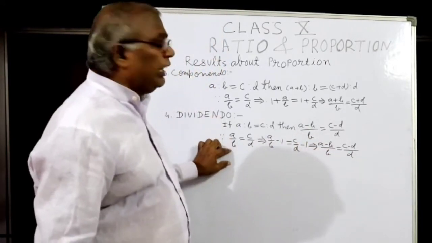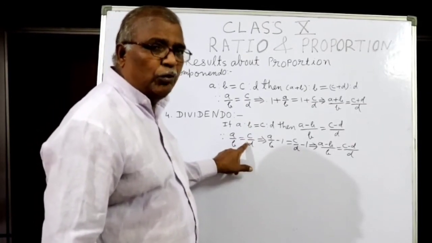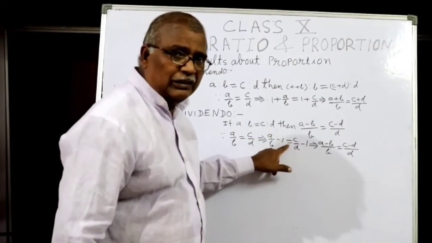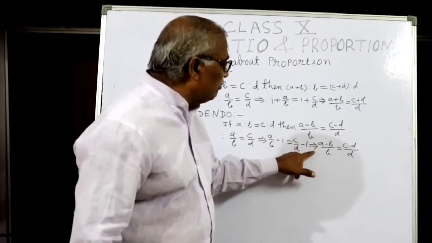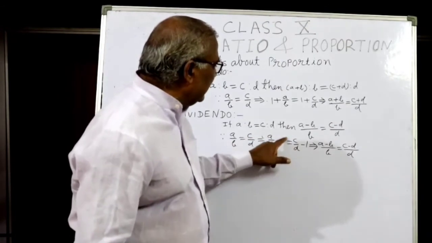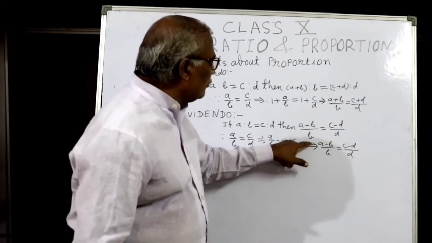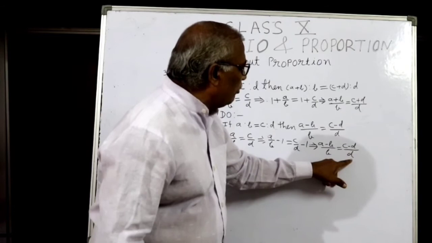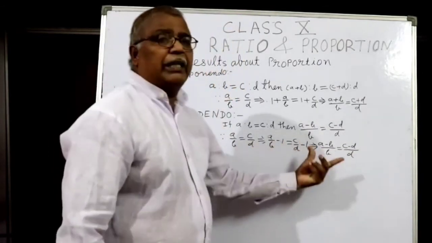Since A upon B is equal to C upon D, subtracting 1 from both the sides, we get A upon B minus 1 is equal to C upon D minus 1. This implies that by solving this, we get A minus B upon B, and by solving this we get C minus D upon D. This property is called dividendo.